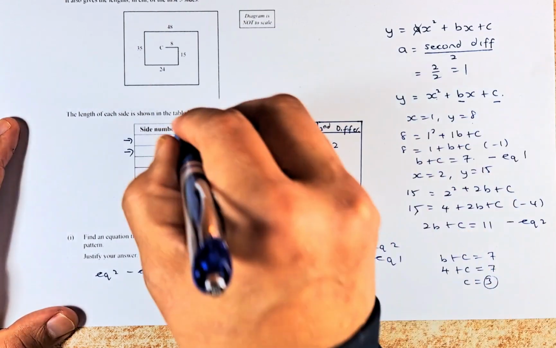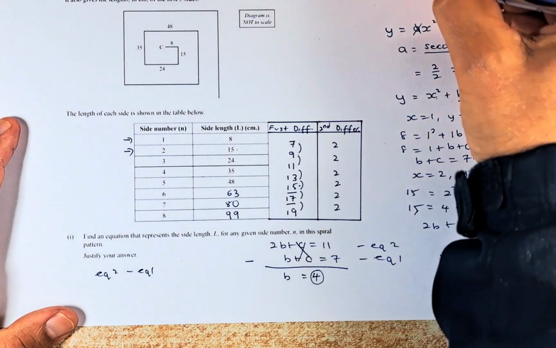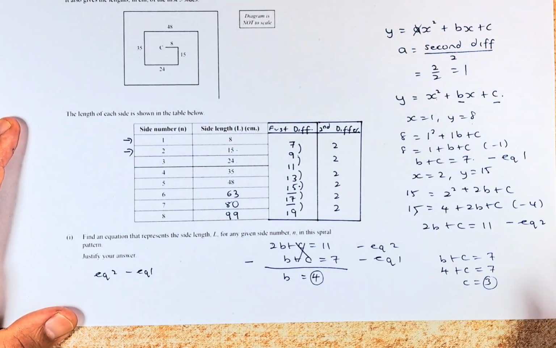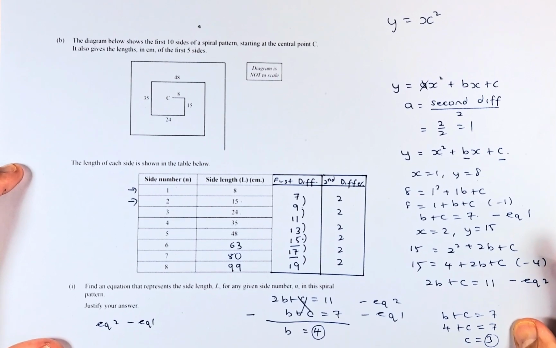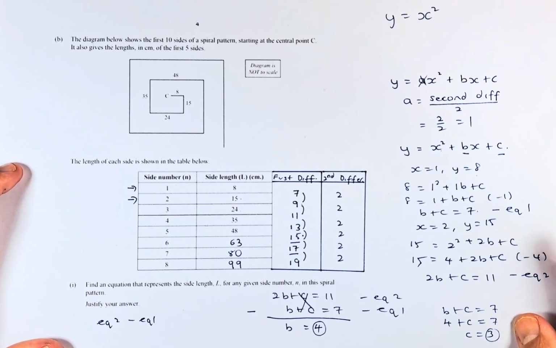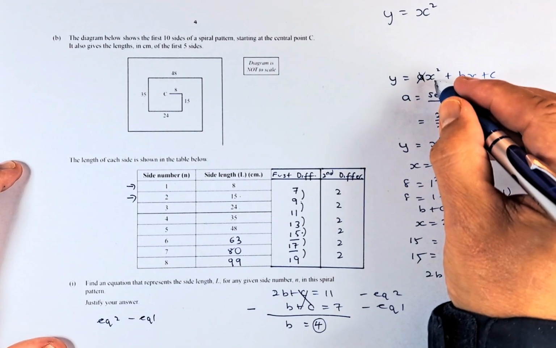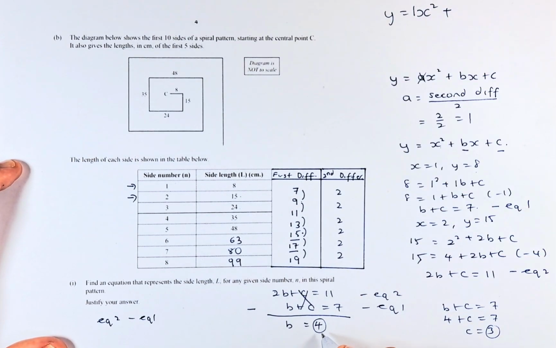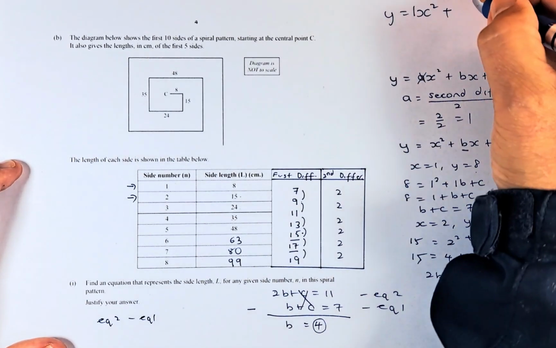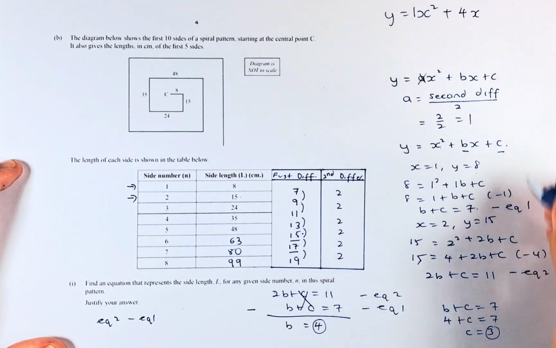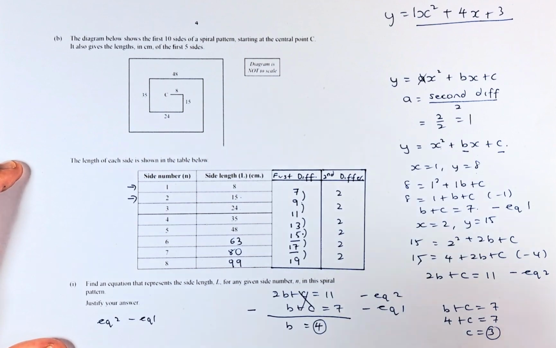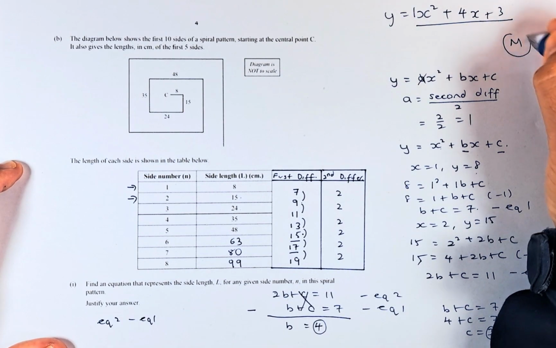The equation of this pattern is going to be y equals x squared. Can you see that? No, it's a bit too hard. Okay, we're going down. x squared, okay? Because your a is 1, your b is found to be 4, okay? So it's going to be 4x, your c is 3, and that will be the equation of that graph. If you can get that, that is the merit.